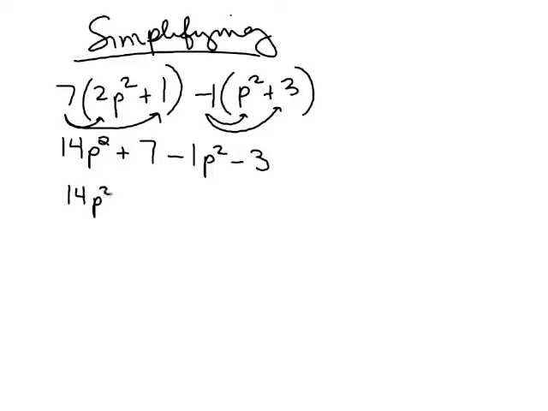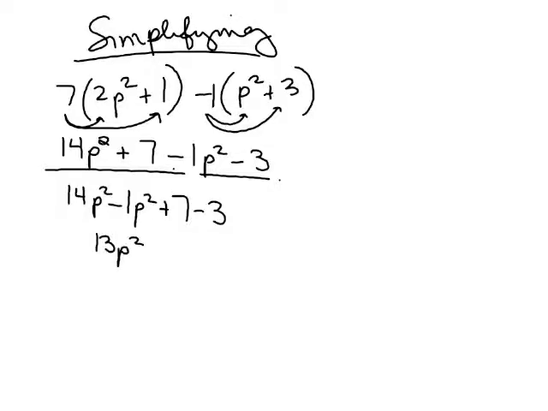So 14p squared, my other p squared term is the minus 1p squared. So here's our associative property of addition. It's all addition and subtraction. So I can rearrange. So 14 minus 1 is?